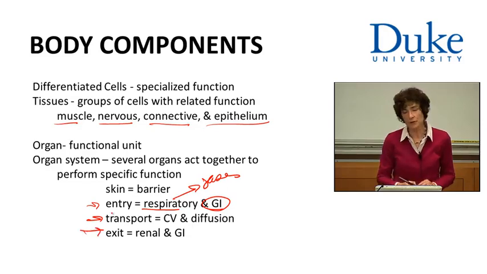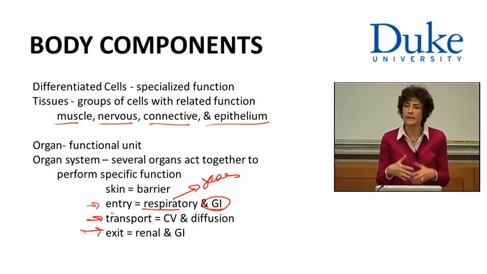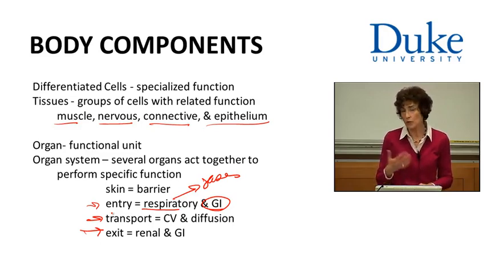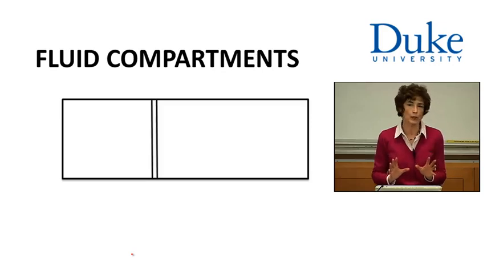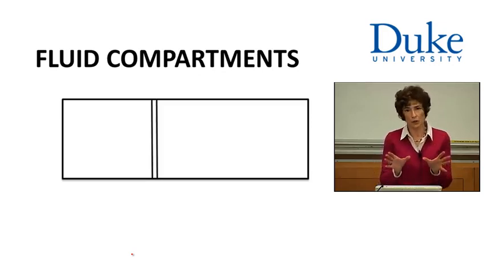And then we have to be able to remove materials from the body, and this is done by the renal system, as I said. So liquid waste is removed, excess ions are removed, excess water is removed by the urinary system. And, of course, the GI tract, the gastrointestinal tract, will remove waste products, solid waste products. All right, but the physiologist looks at the body in a slightly different manner, and that is they divide it into what are called fluid compartments. We have effectively two major fluid compartments.